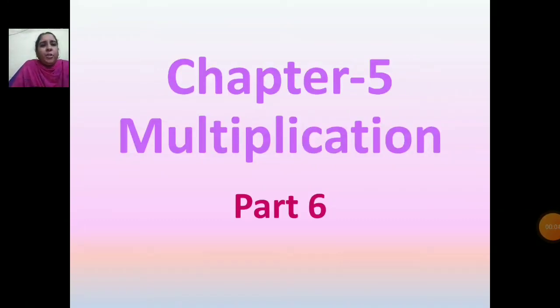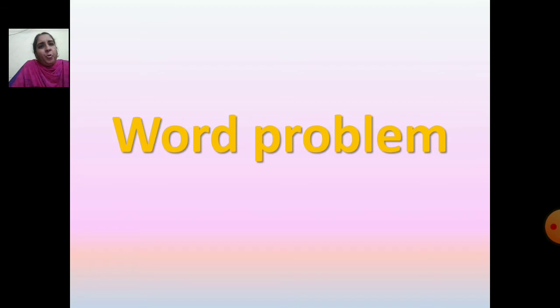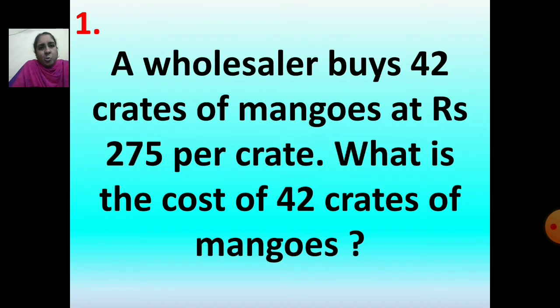Today we are going to continue chapter 5, multiplication part 6. We are going to do word problems today. Okay, children? Now see the first question. A wholesaler buys 42 crates of mangoes at rupees 275 per crate. What is the cost of 42 crates of mangoes?